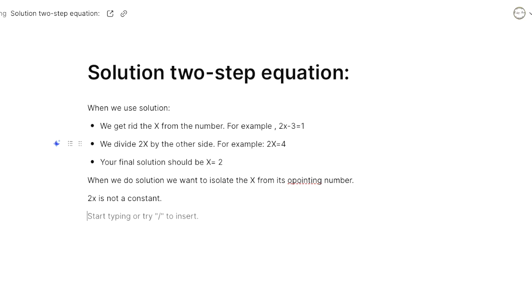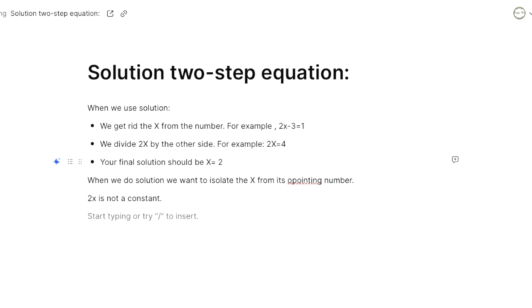Now we should know all of these. We divide 2x by the other side, for example, 2x equal to 4. And then you should have your final solution, x equal to 2. This is from the first question. If you haven't finished it, please do that.